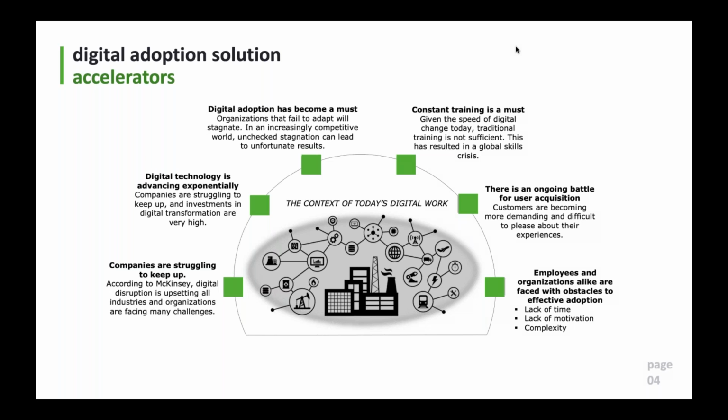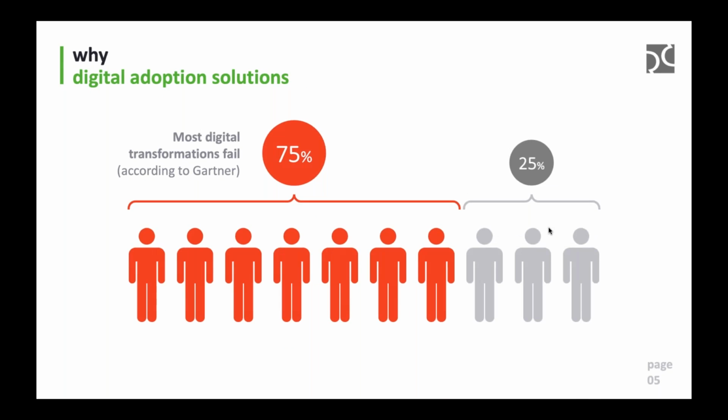important? We see that, first, the complexity of the technology is advancing exponentially. And because of that, the companies are really struggling to keep up with this. But it's also that the clients, the users, the customers are becoming more and more demanding and difficult to please. And if we have a look at what it is causing, we can see statistics like that from Gartner that claims that 75% of all digital transformations are failing.